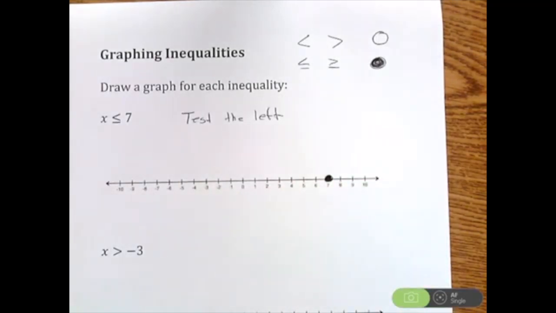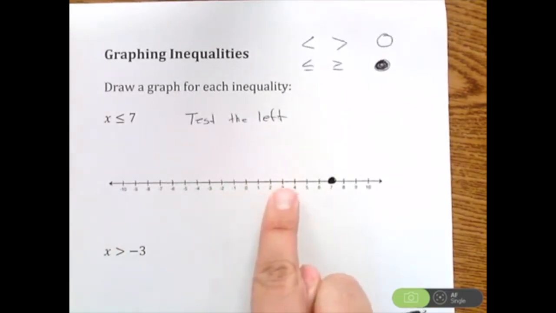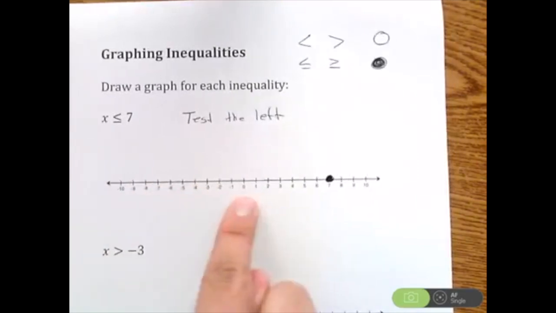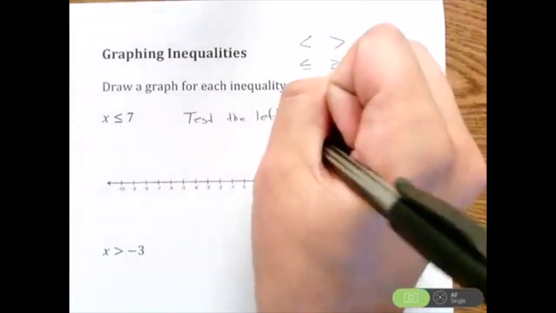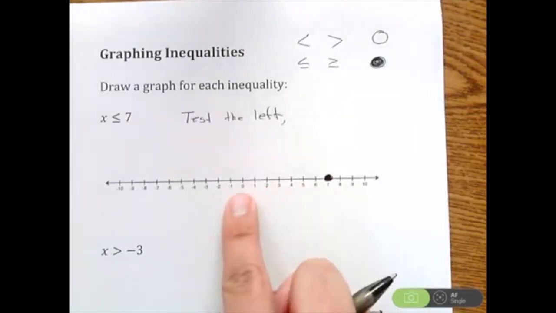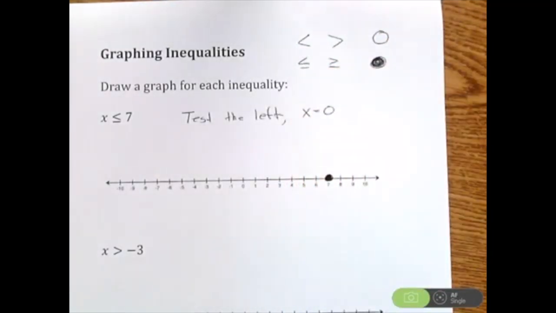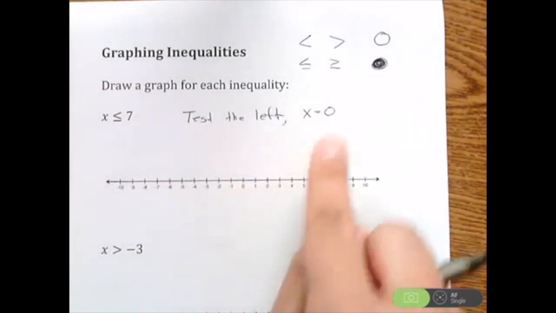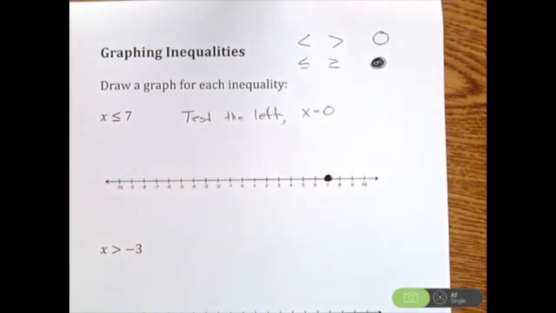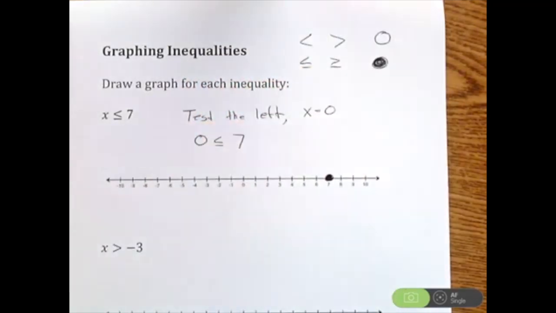So test the left. I need to pick any of these numbers over here. I could pick x equals 3, 2, 1, 0, negative 1, negative 2. I need to pick one of these numbers to the left and plug it into my inequality. It doesn't really matter which one you pick. I personally like to pick x equals 0 because it's the easiest number to work with here. So we're going to test x equals 0. I'm going to plug 0 into this inequality statement here.